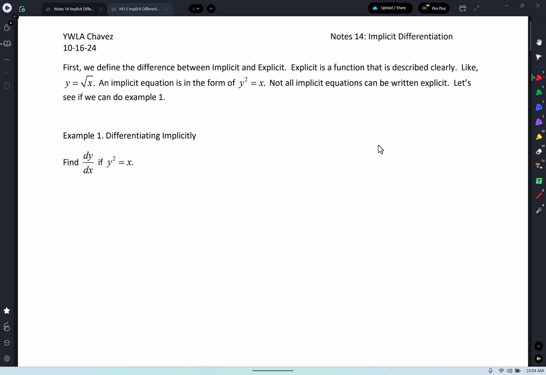It's really simple, guys. All we're doing is taking the derivative with respect to x. If it's not an x, you're going to write dy dx on it, and you'll see what I mean in a little bit. So let's see what it says.